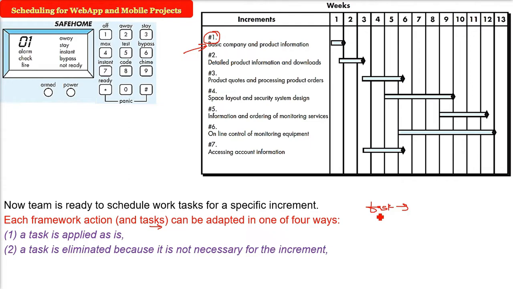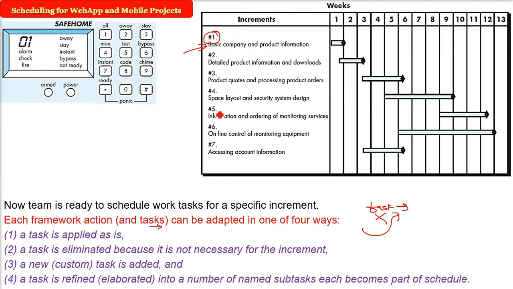You can see a task and say, no, this is not required for this increment, and you just eliminate it. There may be some new task you want to add, so a new or custom task is added. Or the task is refined into a number of subtasks. That is, you see the task is very big and we can divide it into subtasks. So this becomes a part of the schedule. These are the ways you can choose the tasks and discuss them.